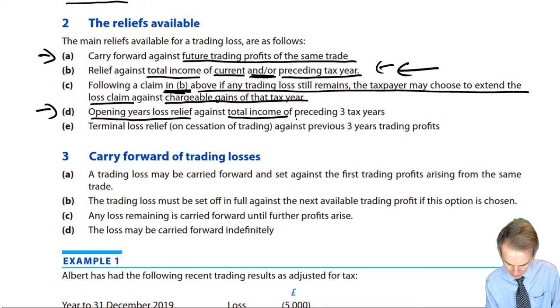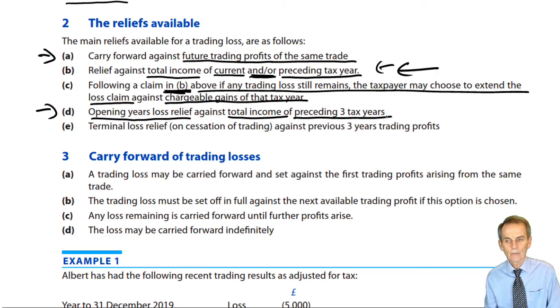You can go back against the total income of the preceding 3 tax years. Now, for which tax years this specialist opening years relief is available, that's for later, that's for the detail. But you'll get the idea here that if you made a loss early on, maybe in the first period in which you traded, that would allow you to carry that loss back up to 3 years, and we could go back 3 years, again back to a date where we hadn't even started to trade. Maybe before we'd even thought about setting up a trade there. We can go further back.